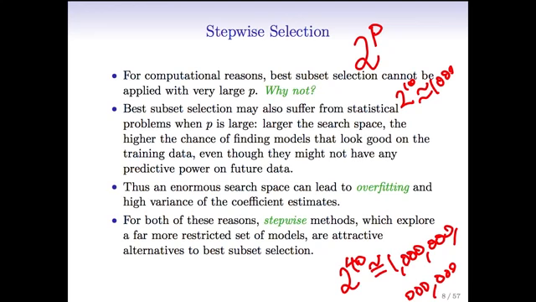In this setting, we can use stepwise methods, which are sort of the same idea as best subset selection, but they look at a more restricted set of models. So instead of looking at 2 to the p models, they look at more like p squared models. And of course, 2 to the p is much more than p squared for any p of any reasonable size.